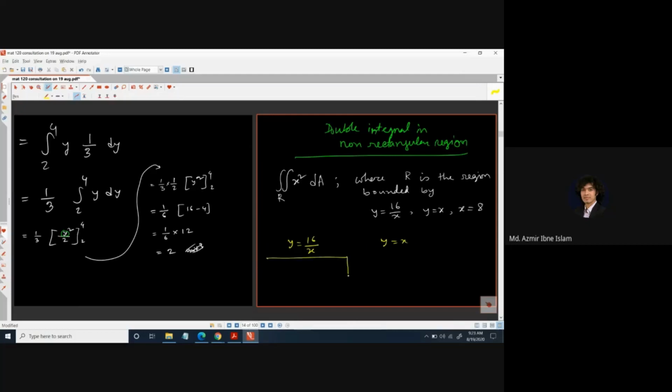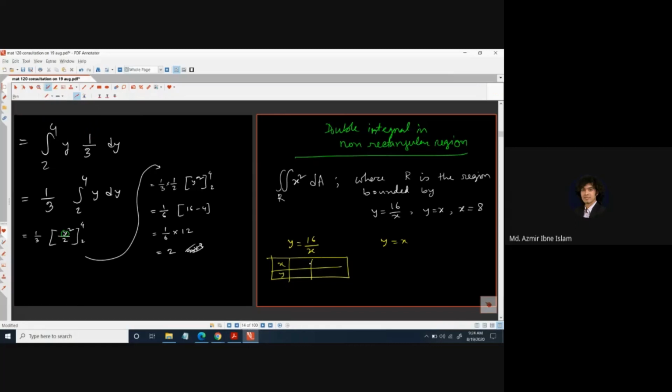So let's try to draw the figure. How can we draw it? Let's try to understand by using a tabular form. Here x is the input, y is the output. If we input 0, the function will be infinity, undefined.